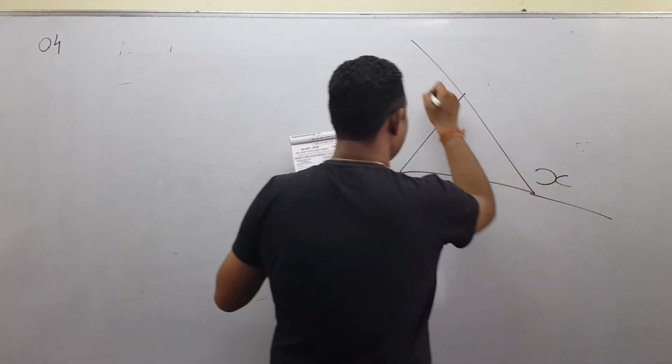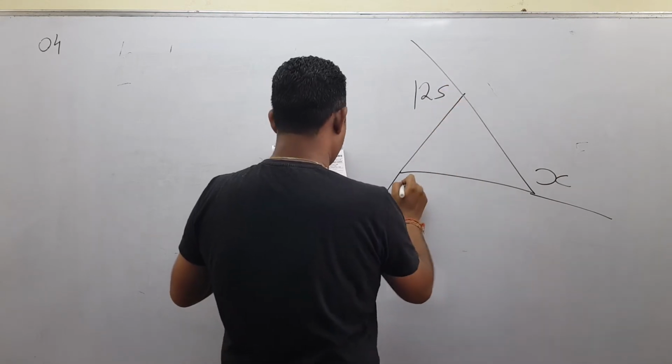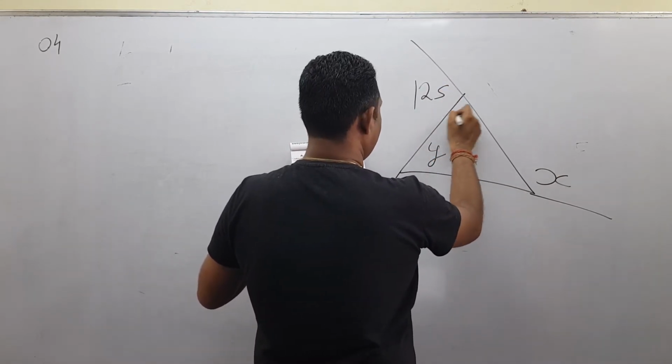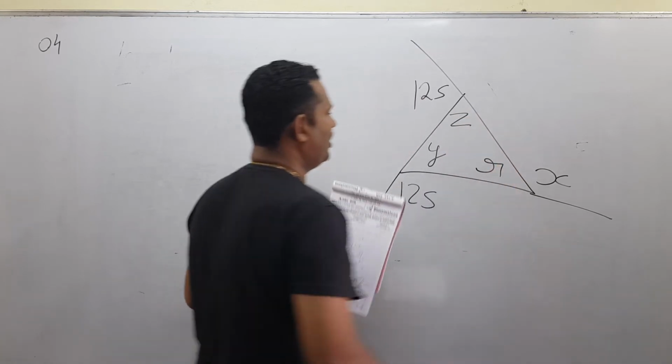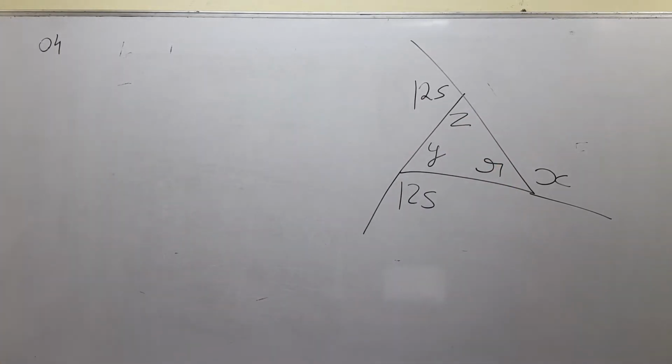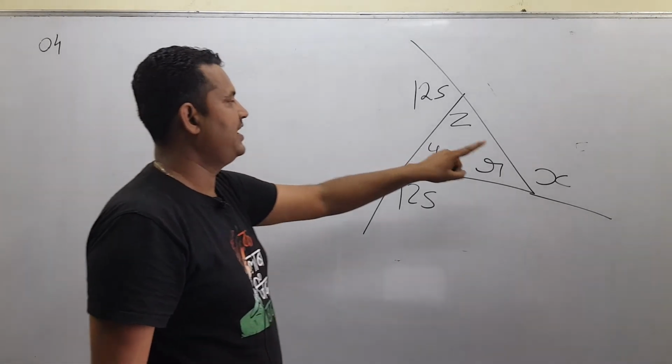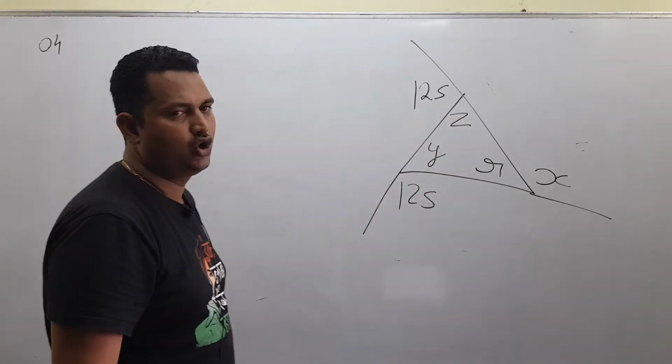This is x, this is 125, this is again 125, this is y, this is z, this is r. You have to find the value of all the variables: x, y, z, r. Now see how to find.